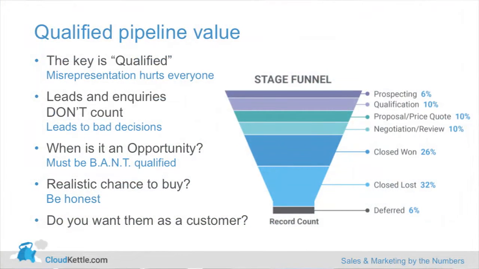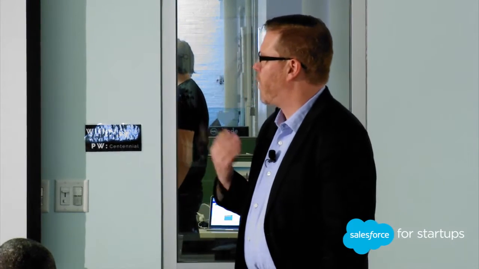So qualified pipeline value. The key is qualified. Misrepresentation hurts everyone. This is what I talked about right off the top about being honest. Honesty equals accuracy. Leads and inquiries don't count. They lead to bad decisions. Everyone gets excited when someone submits a form on their website, or just randomly calls in out of the blue. If you get fixated too much on that, it'll start leading to bad decisions, and I don't want you to be doing that.